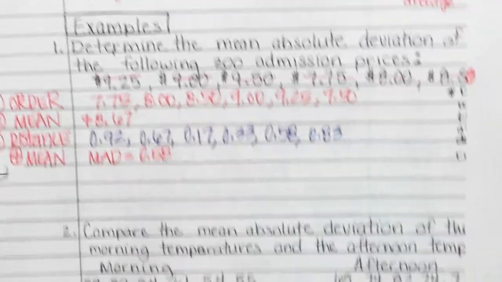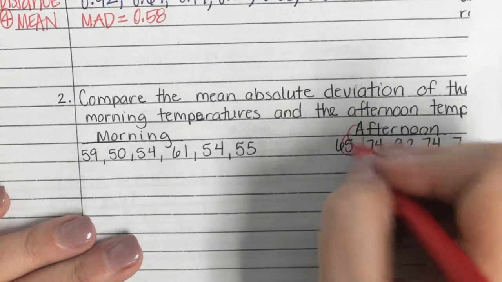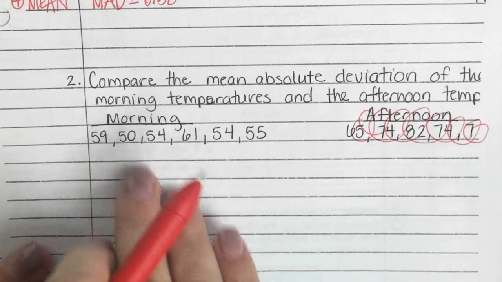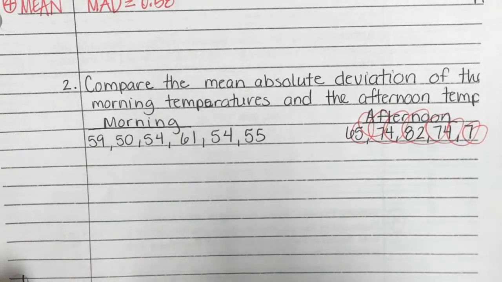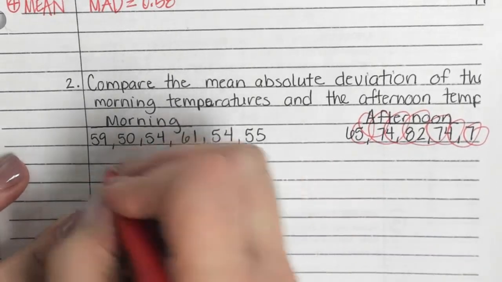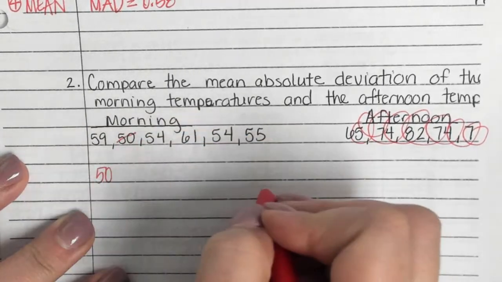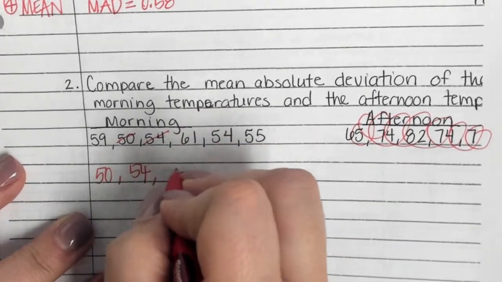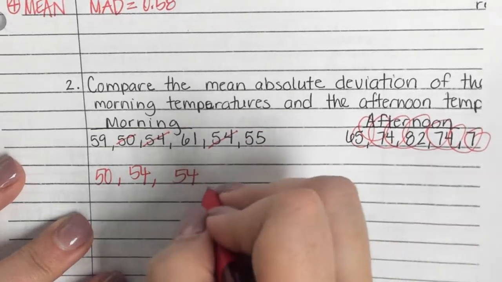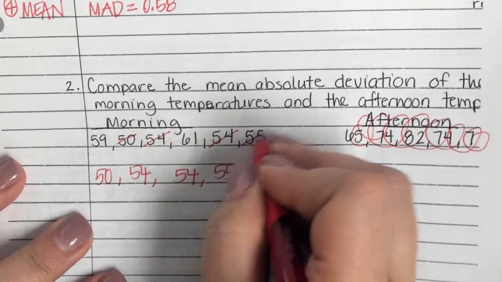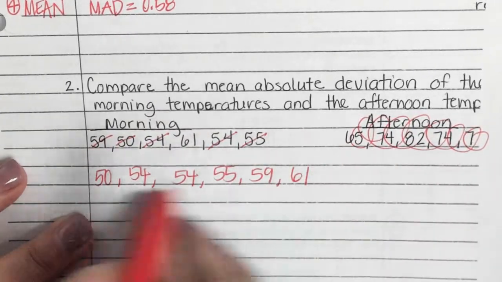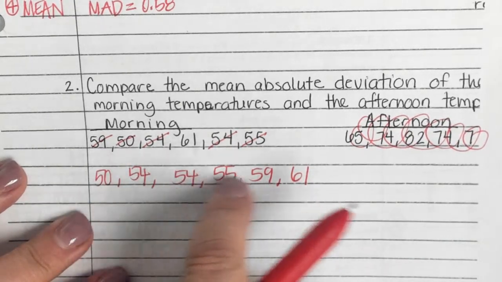All right, let's try another. On this next one, I want you to mark out afternoon. We're just going to do the morning. Oh, we don't have to turn around. Now, what are we going to do first? Order. We've got to put them in order. So we've got 50, we got 54. You'll see some people doing these in a chart, which is fine. I just think the less you have to write, the better, because it can get confusing. So here you have your list of numbers. We have 1, 2, 3, 4, 5, 6.